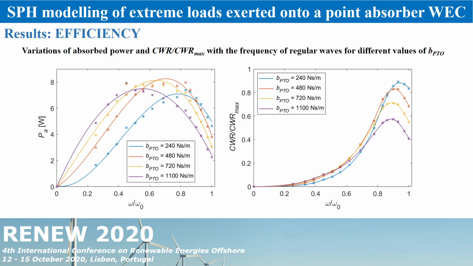So here we can see the variations of absorbed power with the frequency of regular waves for different values of the damping. The figure on the left shows the maximum absorbed power that occurs at around frequency divided by natural frequency equal to 0.5 for the higher damping coefficient of 1100 and around 0.8 for the lower damping coefficient. The peak of the power absorbed tends to appear at frequencies close to the natural frequency as the damping coefficient of the PTO decreases. A similar behavior is observed in the figure on the right for the efficiency, defined here as I said before. But in this case, the peak of the efficiency takes place at frequencies slightly lower than the natural frequency for all the values of the PTO.